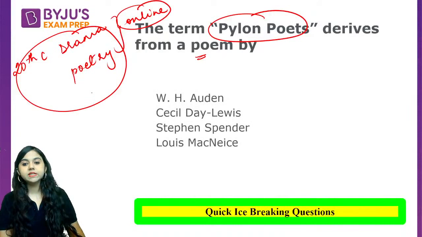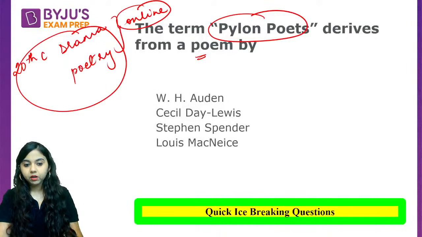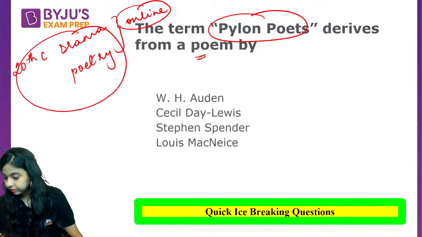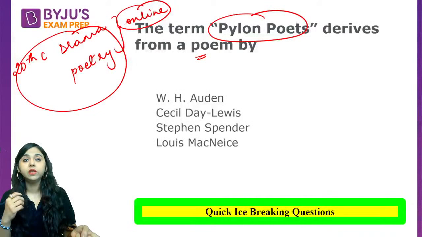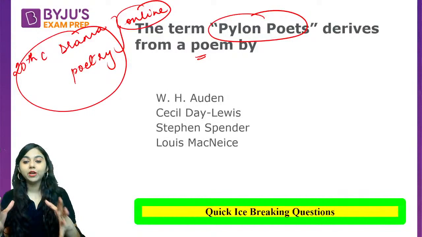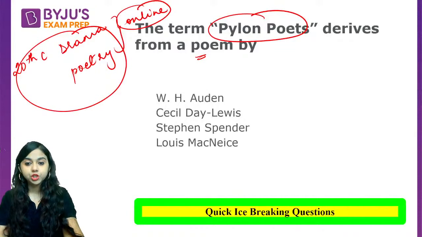Let's see how many of you are able to get the icebreaker question correctly. Yes, absolutely right. Stephen Spender is the right answer. Pylon poets were a group of British poets in the 1930s, also called the Auden group, also called the Left Wing poets, also called the poets who were trying to talk about working class concerns. And we are able to see that they are using industrial imagery.